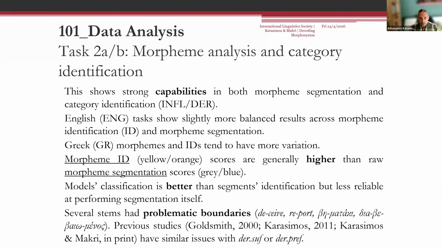Now, on the other hand, when you try to do the analysis and the category identification, this shows strong capabilities in both morpheme segmentation and category identification. In English, it does show more balanced results across the morpheme identification compared to the Greek ones. And the model's classification is better than segment identification, but less reliable at performing segmentation itself. So several stems have problematic boundaries, and I give you some examples here.